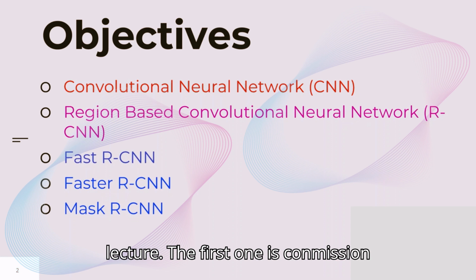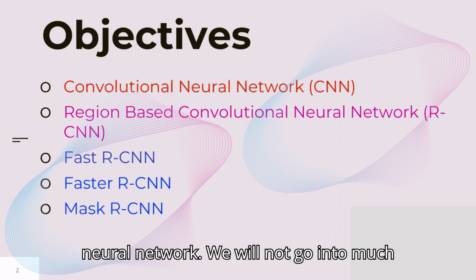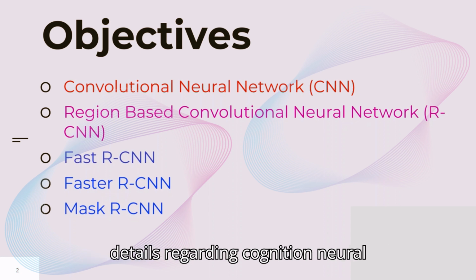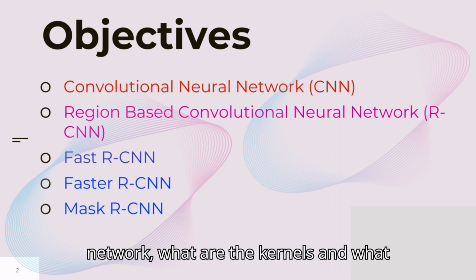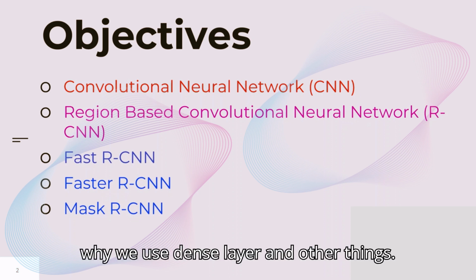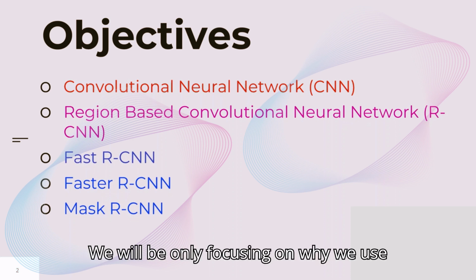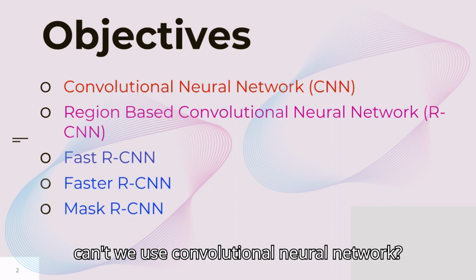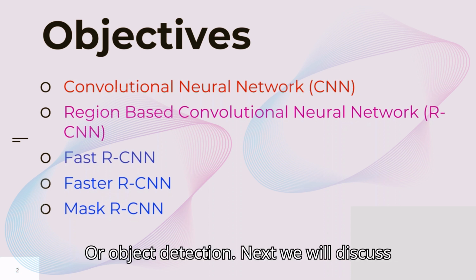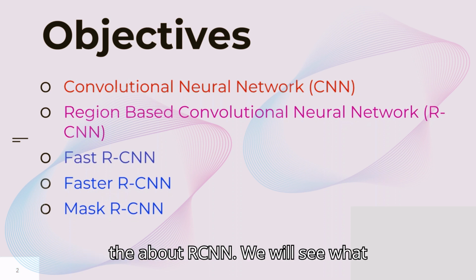So following are the objectives, or you can say following are the topics which we will cover in this lecture. The first one is convolution neural network. We will not go into much detail regarding convolution neural network, like what is the activation function, what are the kernels, and why we use dense layers and other things. We will be only focusing on why we use convolution neural network and why we can't use convolution neural network for object detection.